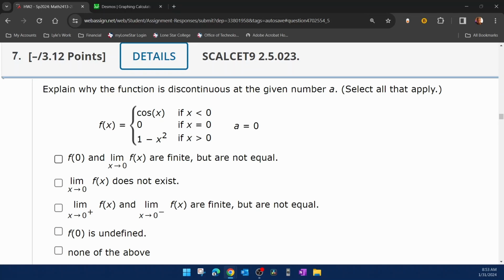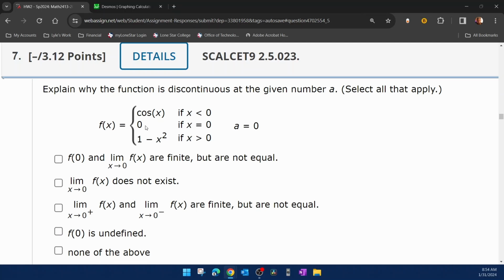All right, here we go. Question number 7 from our Calculus 1, homework number 2 in WebAssign. They want us to explain why the function is discontinuous at the given number a. Why is this function discontinuous at 0?